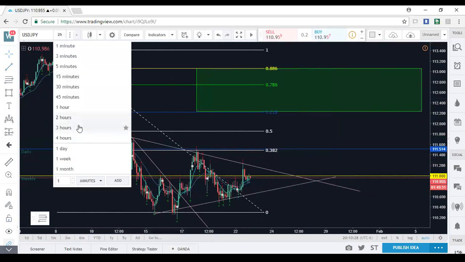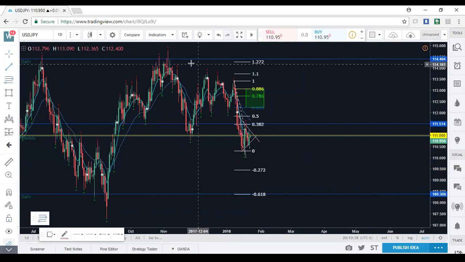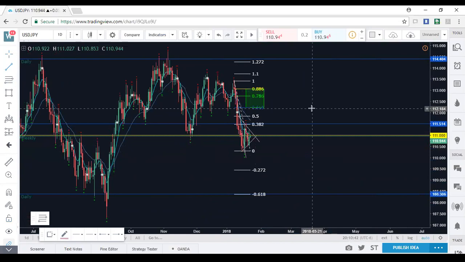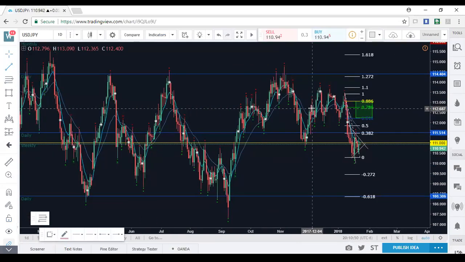Let's go to the day. Now, where it should pop back down to is the extension levels. Now, this should be a 1-to-1 move. Well, actually, yeah.